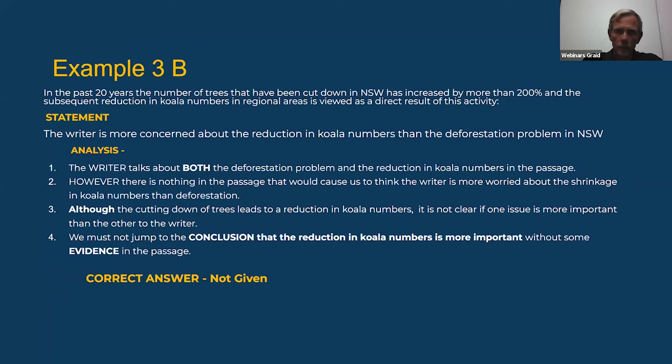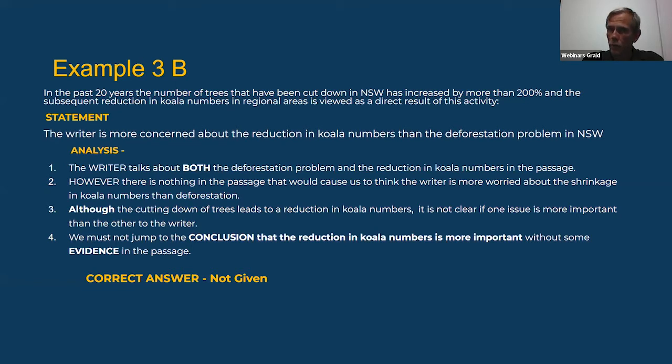So once again, it's a similar passage, as you can see. In the past 20 years, the number of trees that have been cut down in New South Wales has increased by more than 200%. The subsequent reduction in koala numbers in regional areas is viewed as a direct result of this activity. Now, the statement here is slightly different. Once again, it says the writer is more concerned about the reduction in koala numbers than the deforestation problem in New South Wales.